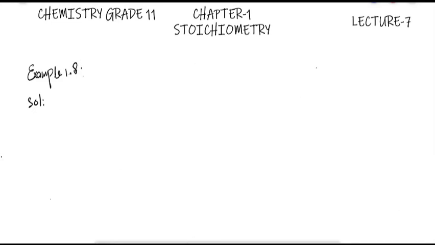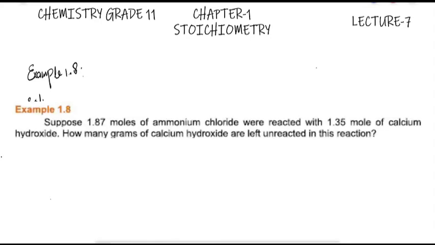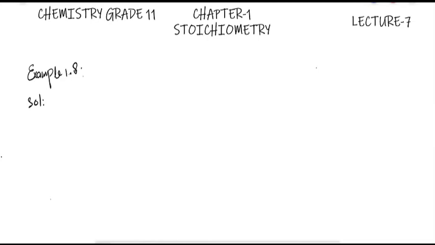And it states that suppose 1.87 moles of ammonium chloride were reacted with 1.35 moles of calcium hydroxide. How many grams of calcium hydroxide are left unreacted in this reaction? So again, it's a matter of identifying the limiting reactant first, and then of course we will know which one is the excess reactant, and then we can calculate the amount of unreacted reactant present after completion of the reaction. We have done this already in example 1.6, so let's do it here.